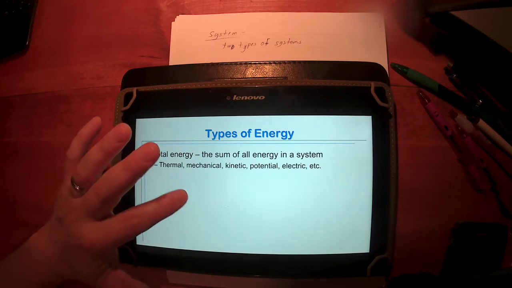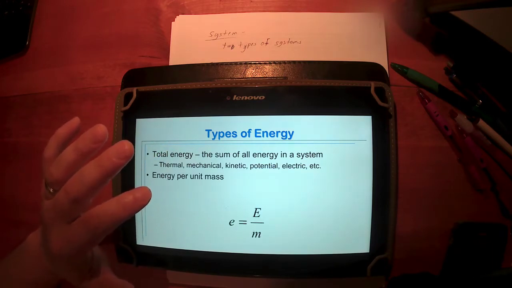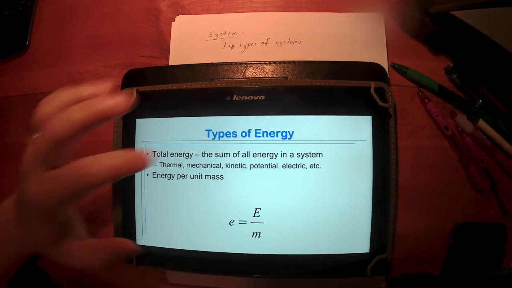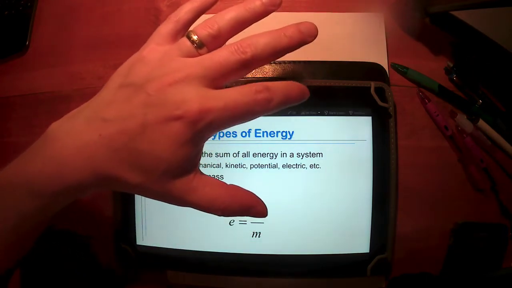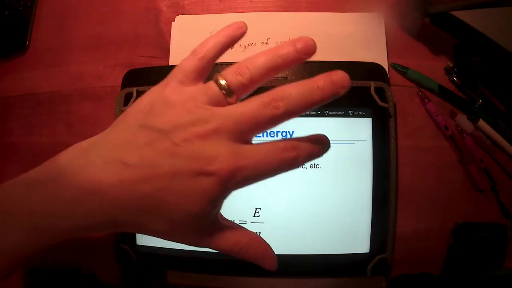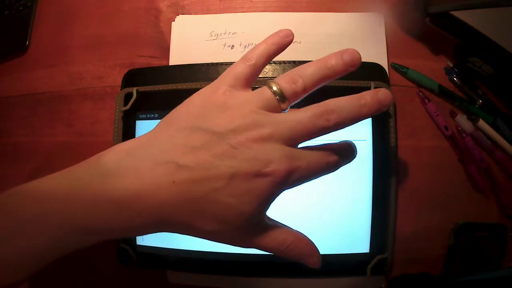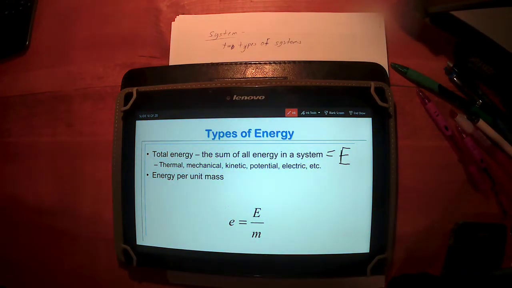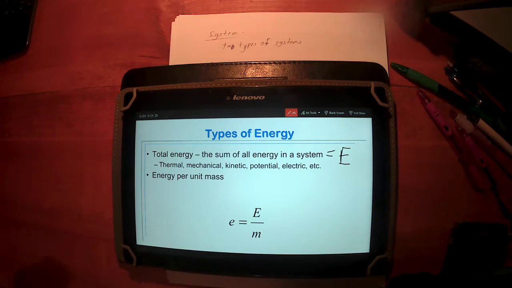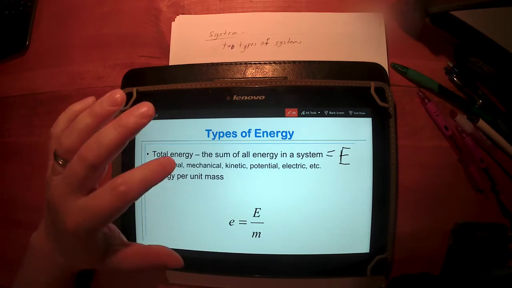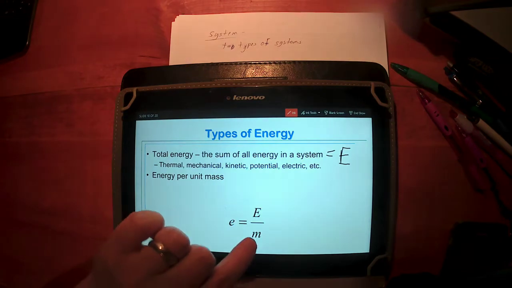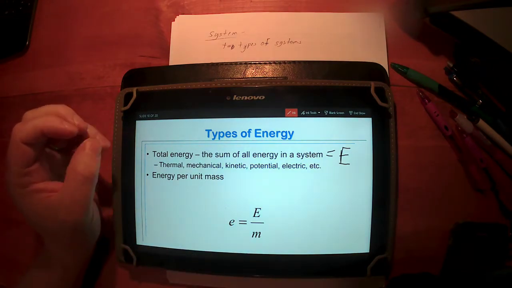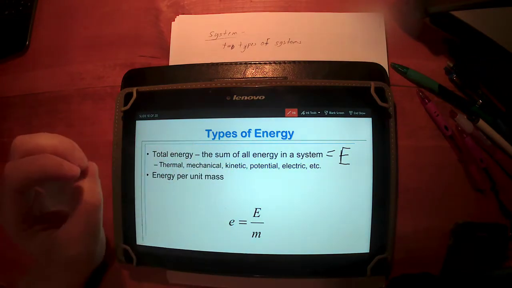A couple of things here. Sometimes you'll see just a generic capital E, referring to a sum of energies, various kinds of energies. There are different kinds of energies, and if we add up different kinds of energies together, we don't know what kind of energy they are, so we'll just use a generic E. Now, energy per unit mass: if I take this total energy and divide it by the amount of mass, then I get this quantity that is energy per unit mass.